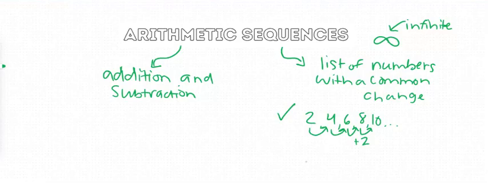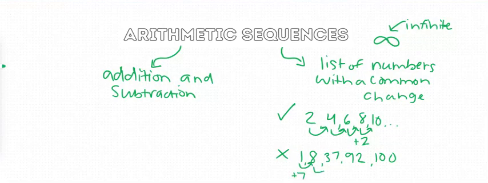An example that would not be a sequence would be if I just made up random numbers. So 1, 8, 37, 92, 100. Okay, here I'm adding 7. Here I'm adding 29, right? Here I'm adding 8. So there's not a consistent order to it. So it is not a sequence.